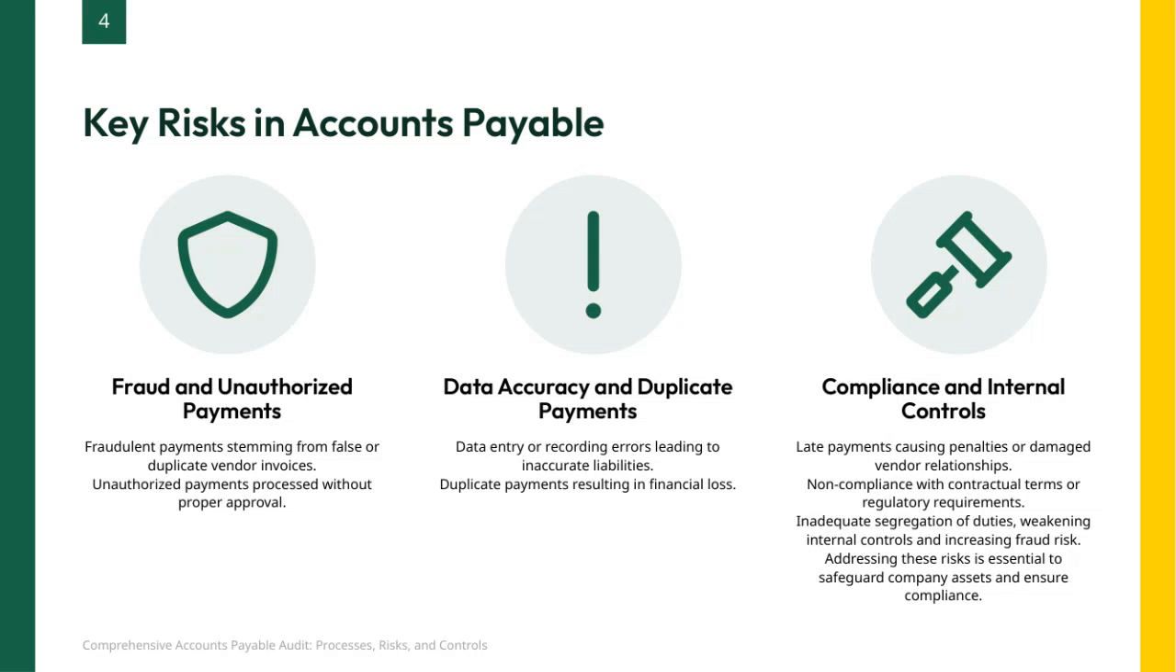When it comes to accounts payable, there are a few key risks that we need to keep a close eye on. First is the risk of fraud and unauthorized payments. This can happen when false or duplicate vendor invoices slip through, or payments get processed without the proper approvals. It's crucial to have controls in place to prevent this kind of misuse.